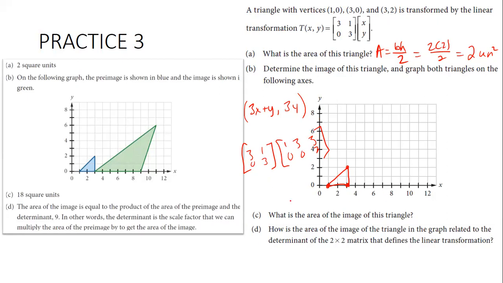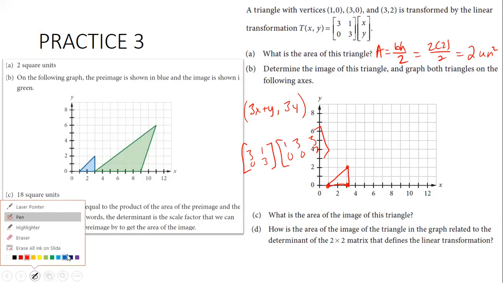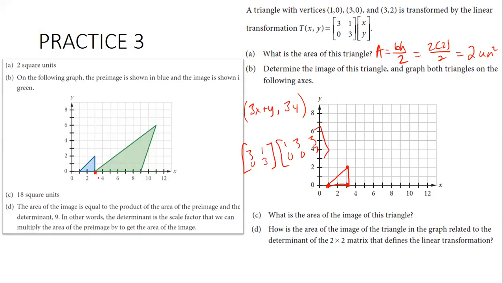To save time, it's going to tell you where they're going by looking right here. So as you can see, after the transformation, we're still at 3, 0. We're now at 9, 0. So 1, 0 went to 3, 0, 3, 0 went to 9, 0, and then we went all the way over to 11, 6. So at 11, 6.